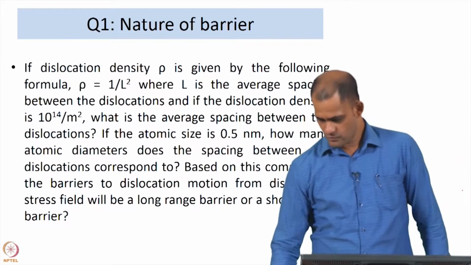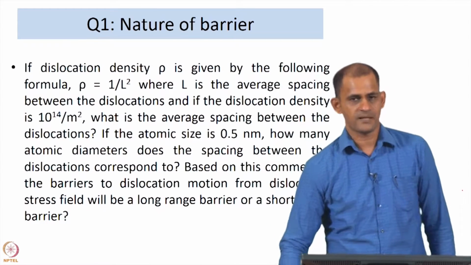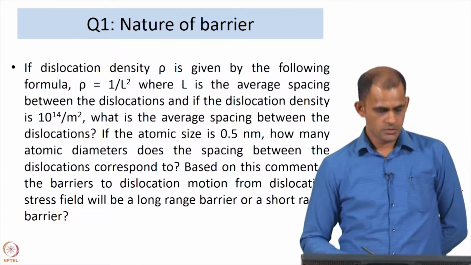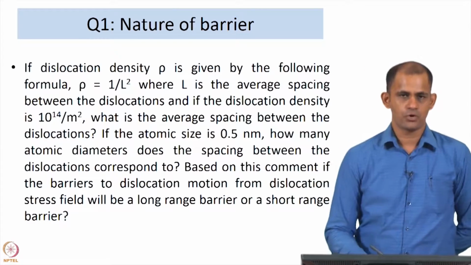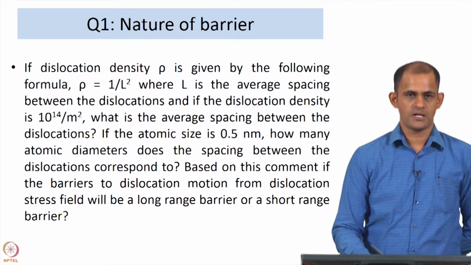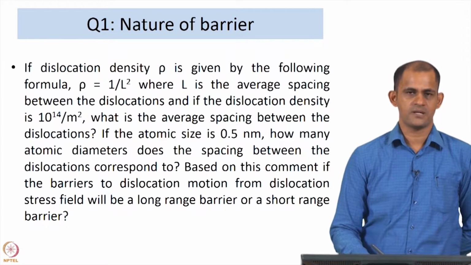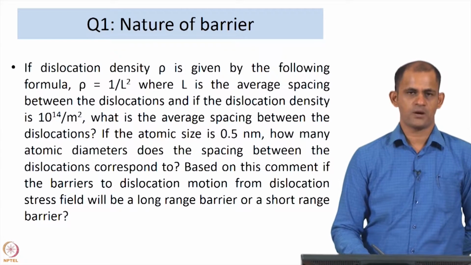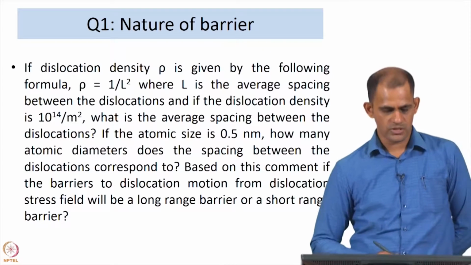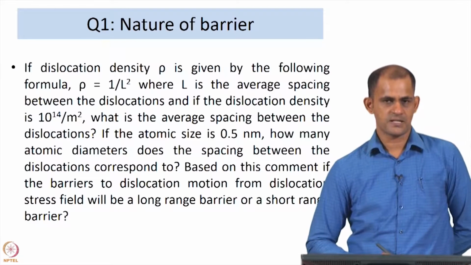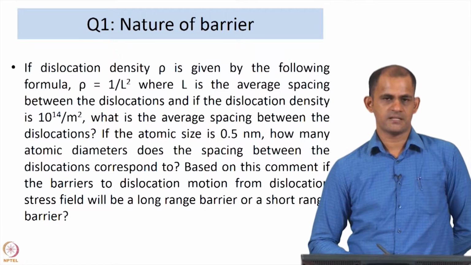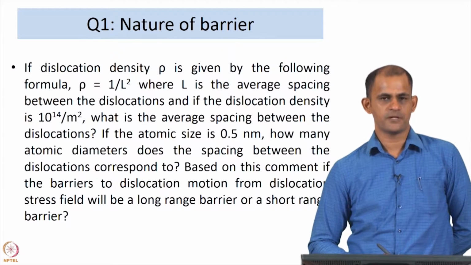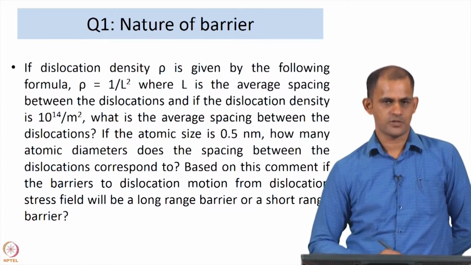So, the first question is about the nature of a barrier. Let us go through this question. If the dislocation density rho is given by the following formula, rho is generally related to the inverse of the square of the average spacing between dislocations. So, rho is equal to 1 over L square, where L is the average spacing between dislocations, and if the dislocation density is approximately 10 to the power 14 per meter square, what is the average spacing between the dislocations? That is the first part of the question.